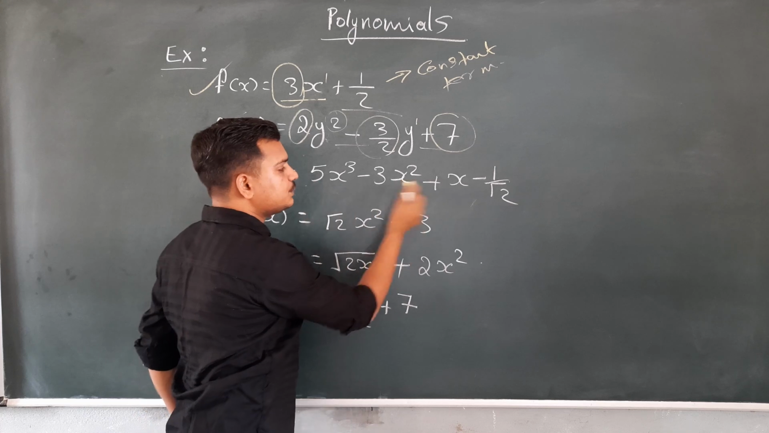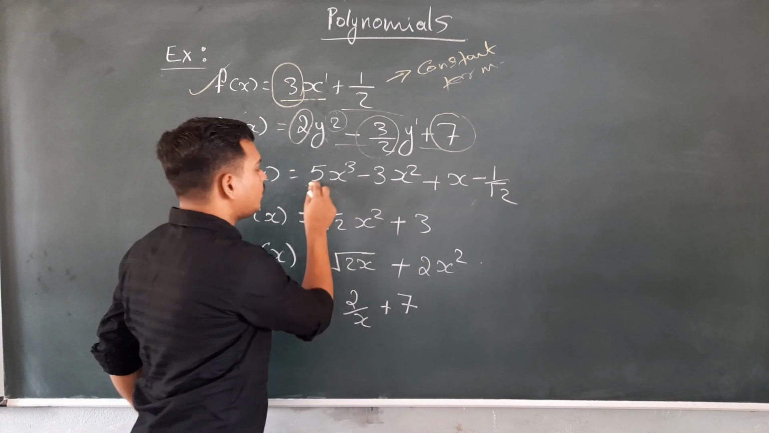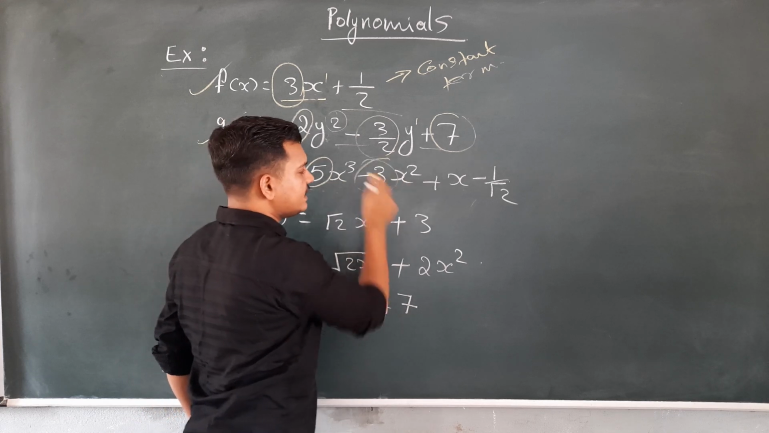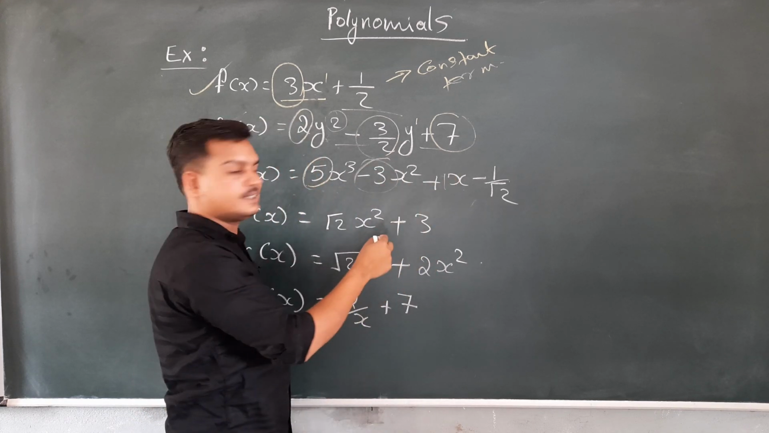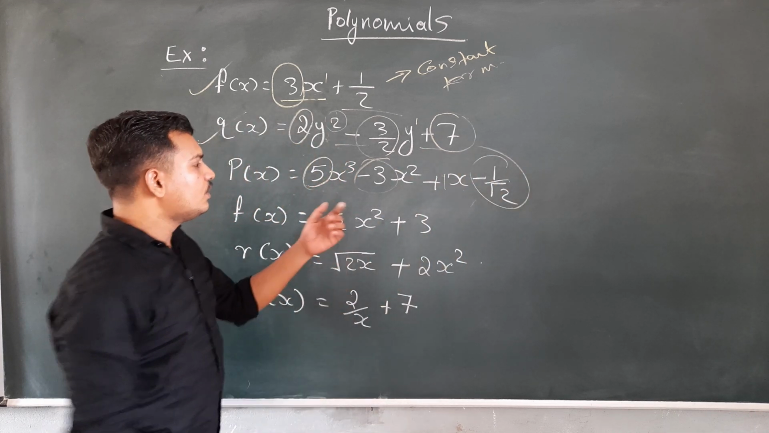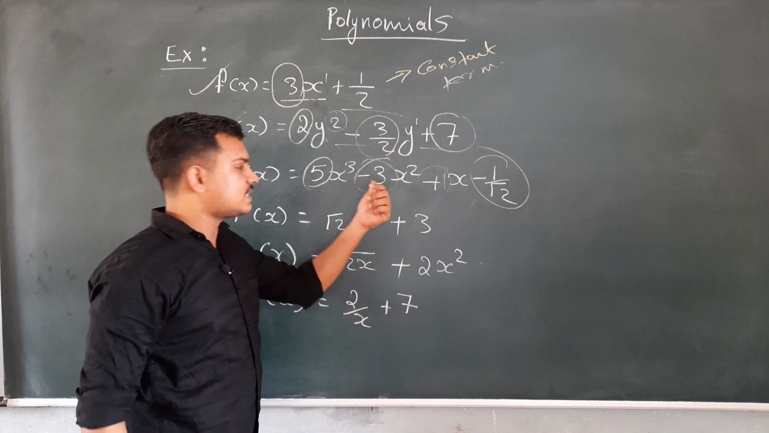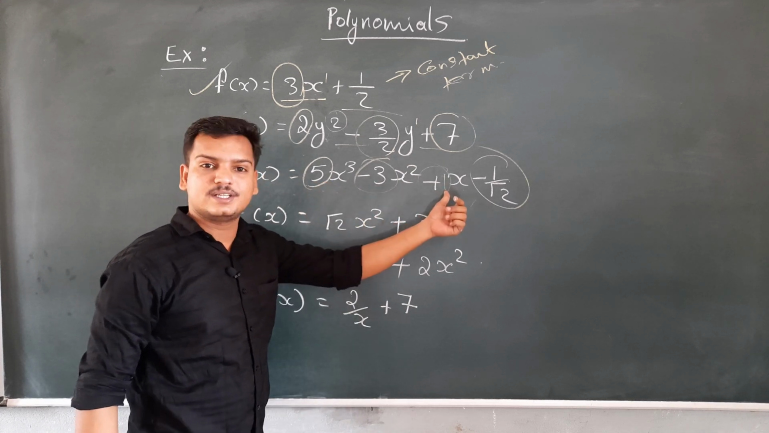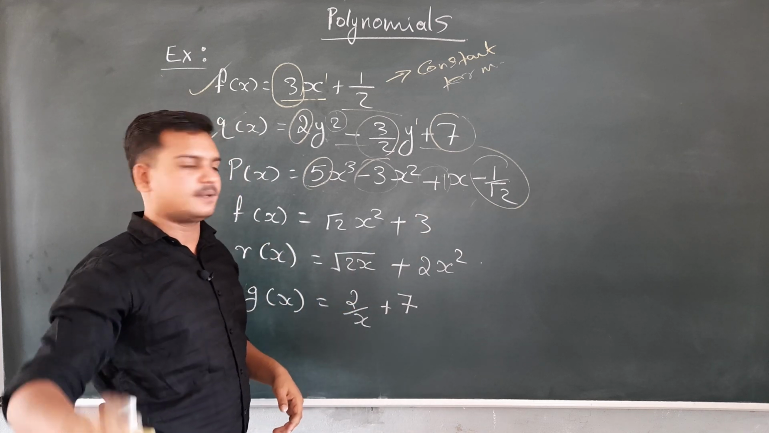Here 1, 2, 3, 4. There are 4 terms. In these 4 terms the coefficients are 5, minus 3, and where no value is written, 1 is there, right? So 1, and here this is the constant term. Now look at the coefficients. First coefficient 5 is a real number. Second one is also a real number. Third one is also a real number. So all these coefficients are real numbers. Okay.